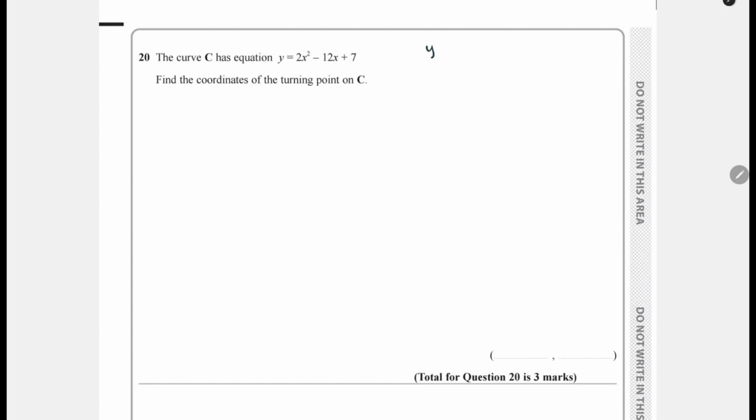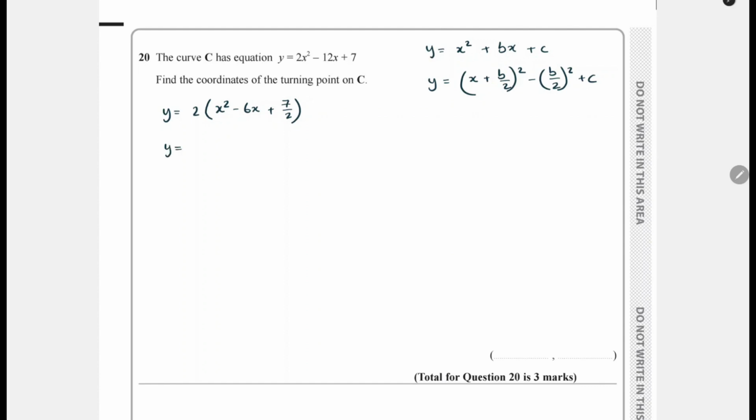So let's remind ourselves, if we have a general quadratic of x squared plus bx plus c, then when we complete the square, it takes the form x plus b over 2, all squared, minus b over 2, all squared, plus c. So first we need to get this curve equation in the form x squared plus bx plus c, and so we're going to factor out the 2. So we're going to say y is equal to 2 times x squared minus 6x plus 7 over 2.